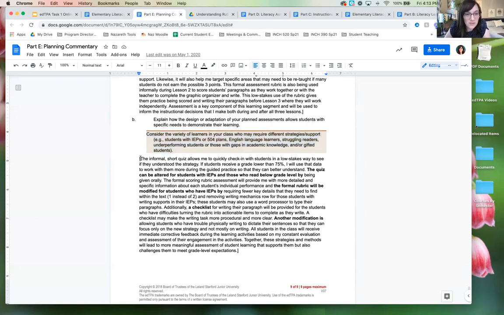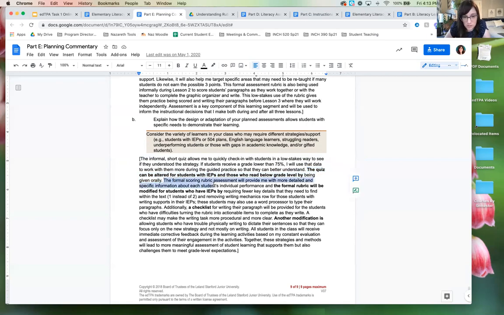Okay, so the informal short quiz allows me to quickly check in with students in a low stakes way. If they get a grade lower than 75%, I'm going to use this to pull them back into a group. So that's just a reminder of the informal assessment. The quiz can be altered for my students with IEPs and those who read below grade level by reading it out loud to them. So there's a very quick and easy way to modify that first assessment.